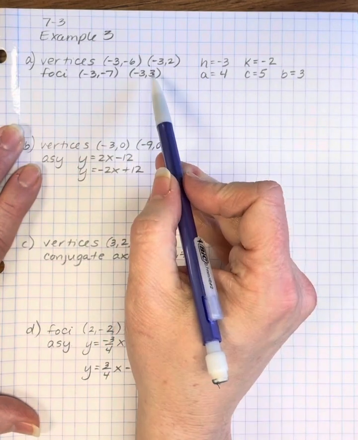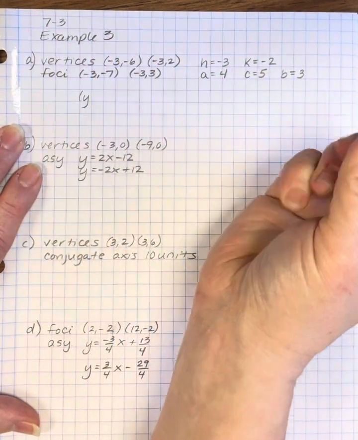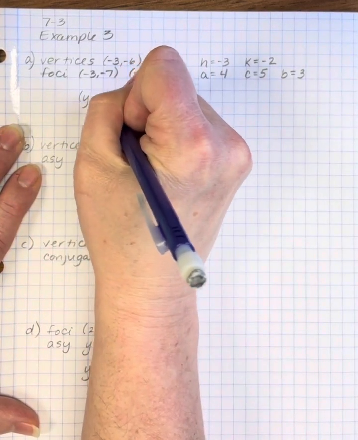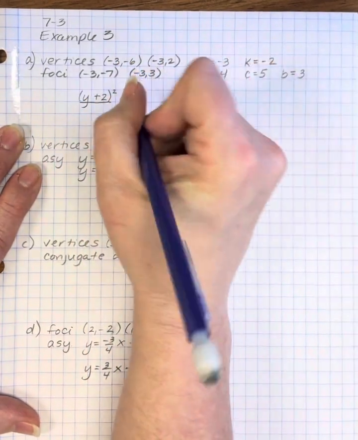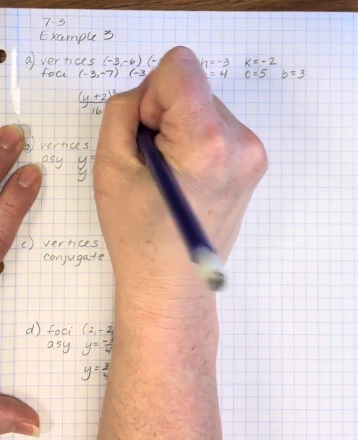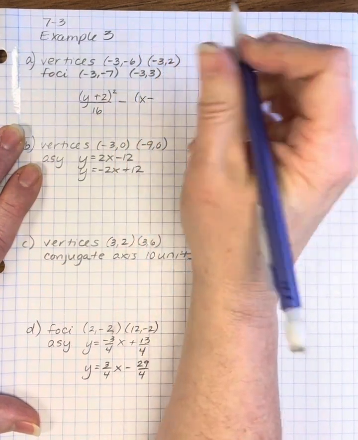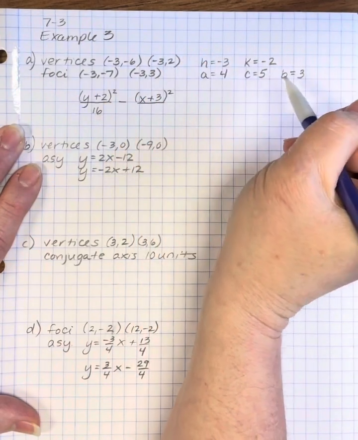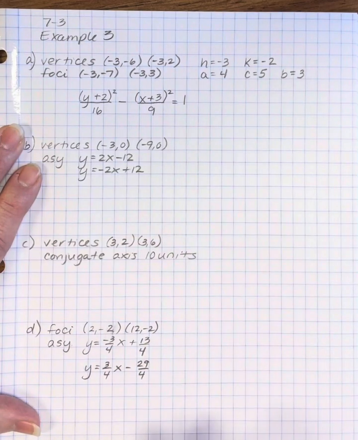So if it is going vertical, that means that our y is first. So I have y minus a -2 squared over a squared, which is 16, minus x minus h, so x minus a -3 squared over b squared, which is 9, equals 1.